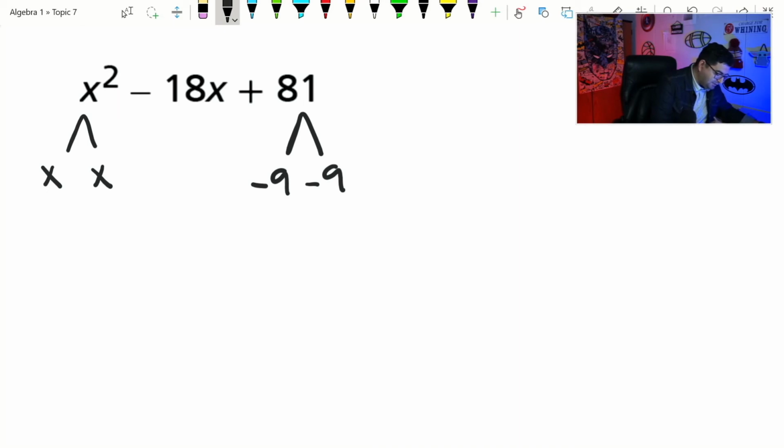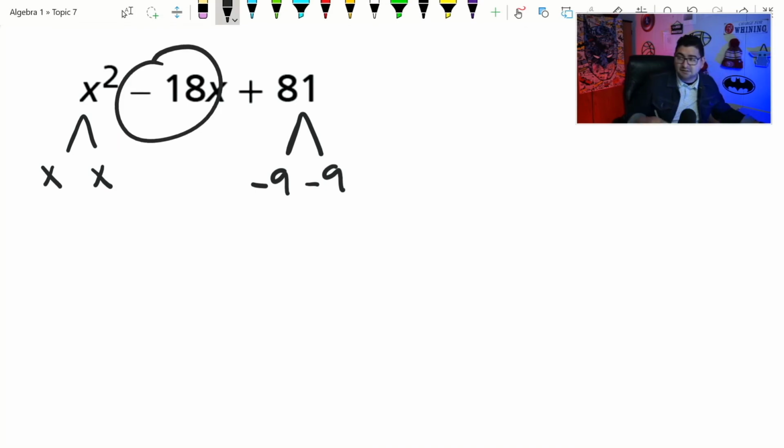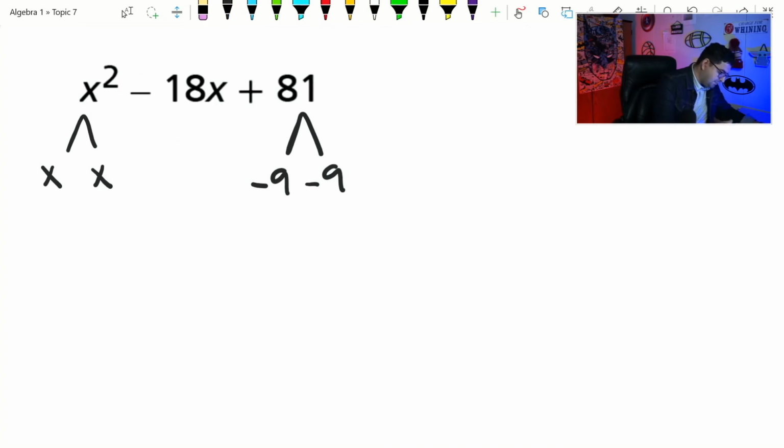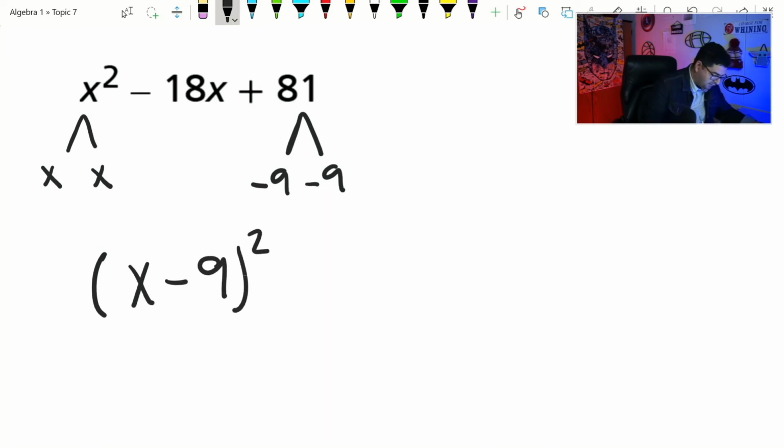If I take one term from each of these perfect squares, so an x and a negative 9, and multiply those together, that's negative 9x, and negative 18x is just twice that much. So I can tell again this is a perfect square trinomial. These two added together will give me negative 18. So I know that the answer for this one is just x minus 9 squared.